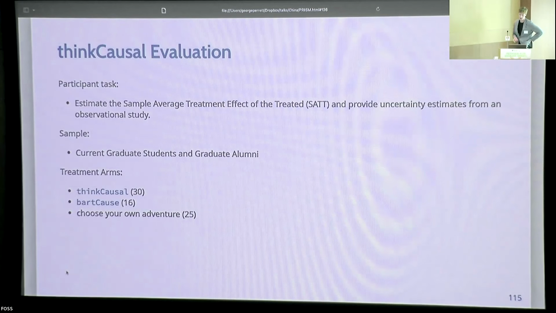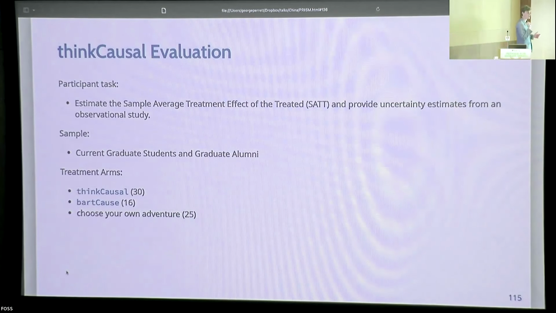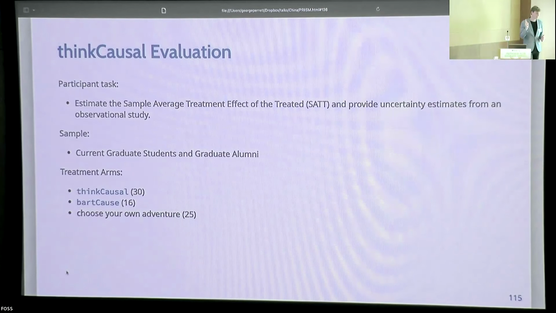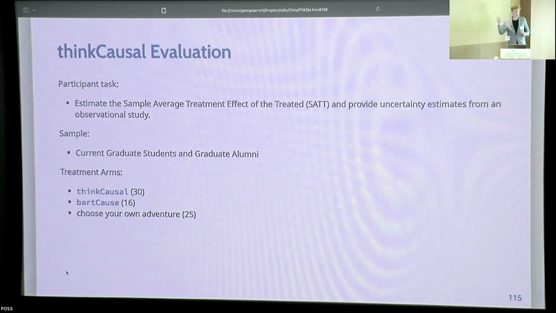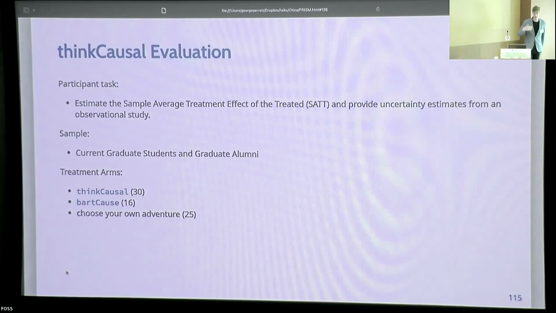So they would come into the lab and they were randomly assigned into one of 3 conditions. They either got Think Causal, which is the point-and-click software, they got BART cause, which is the programming software, or they chose their own adventure in the sense that they could use any software and any method they wanted to. They could use Python, they could use Stata, they could use SPSS, they could use linear regression, propensity scores, whatever they wanted to do.